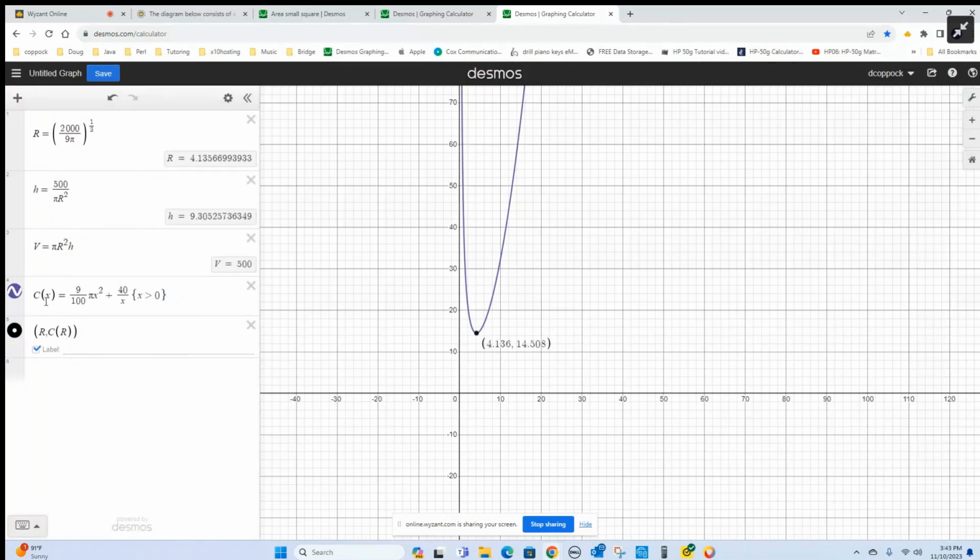Here's your cost function. And this is the graph of that cost function when x is greater than 0, where x stands for the radius. And there's r comma c of r. There's the minimum. You can see that's a local minimum. It's actually a global minimum when x is greater than 0.